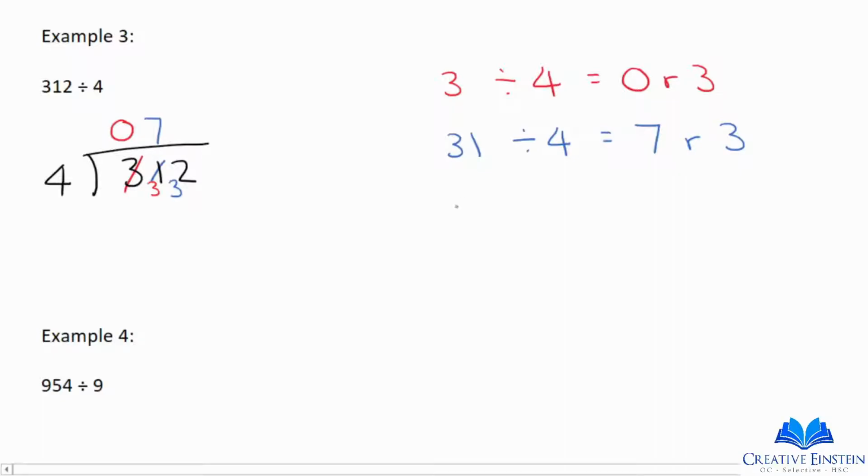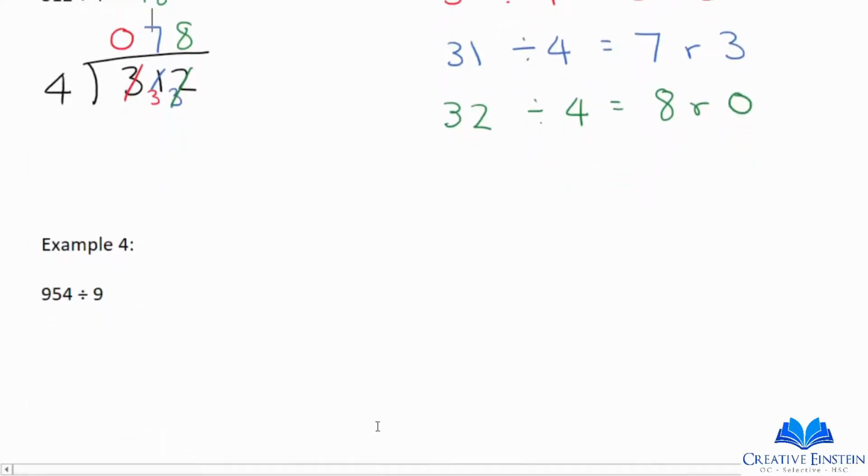Last part is 32 divided by 4 equals 8, remainder 0. So we write 8 up there. There's a remainder of 0, so we don't need to write anything, and we've used all our numbers now. So the answer is 78.